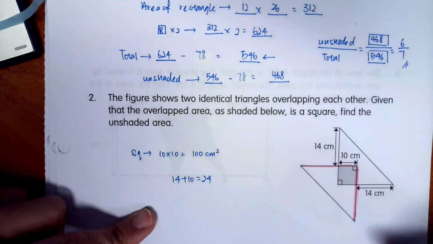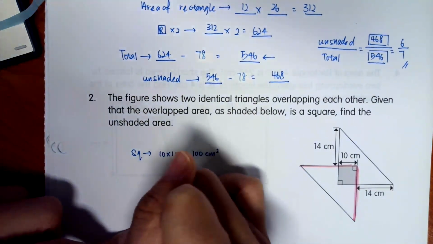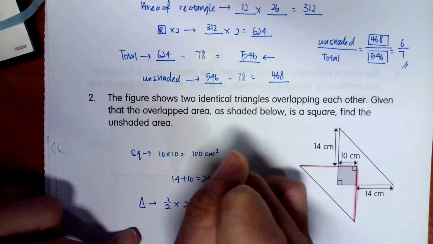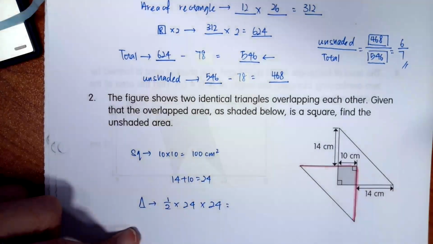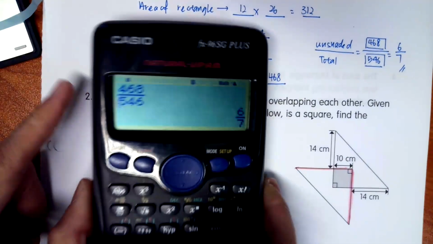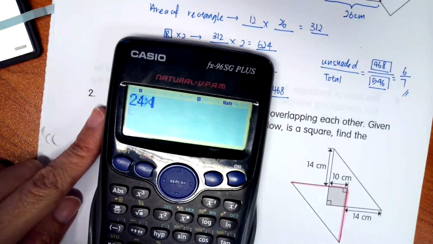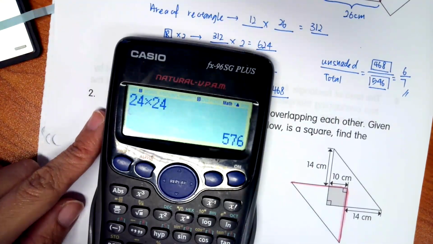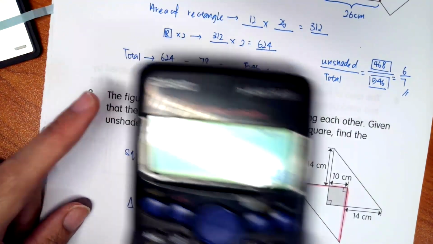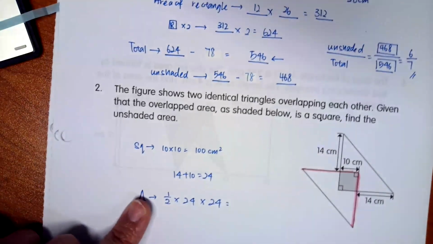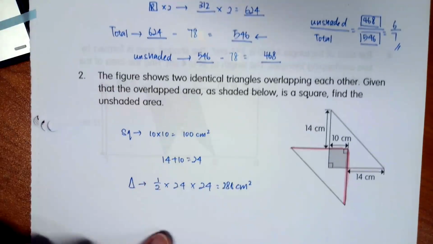Okay, so my triangle would be half times 24 times 24. If you key in the calculator, 24 times 24 divided by 2, if you're using a calculator. But for normal calculation, cross cancellation is faster without a calculator. All right, so one triangle is 288.